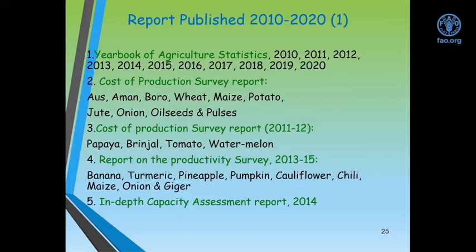Papaya, banana, tomato, and watermelon. And next, the cost of production survey 2013-15: banana, turmeric, pineapple, pumpkin, cauliflower, chili, maize, onion, and ginger. I conducted this survey and published this report.